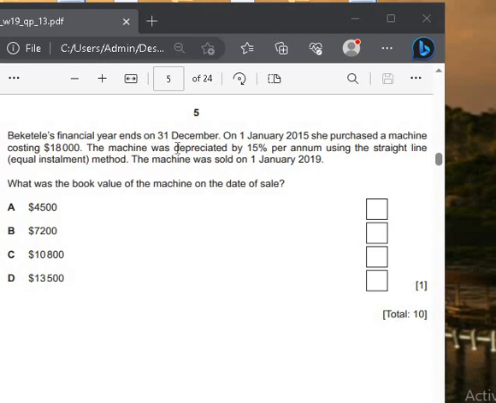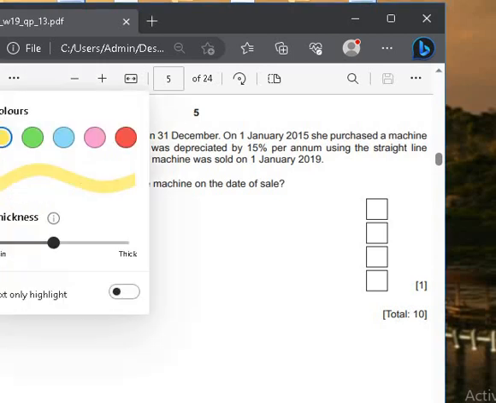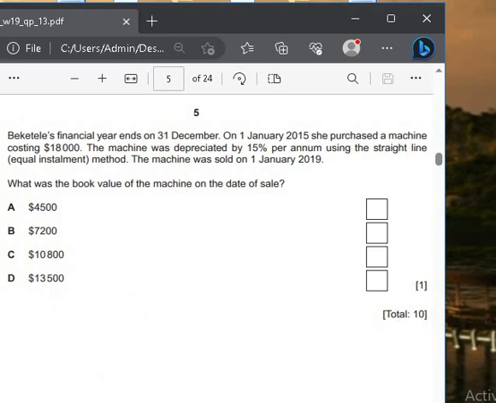Beketere's financial year ends on 31st December, and on 1st January 2015, she purchased a machine costing 18,000. The machine was depreciated by 15% per annum using the straight line method. The machine was sold on 1st January 2019. What is the book value of the machine on the date of sale?